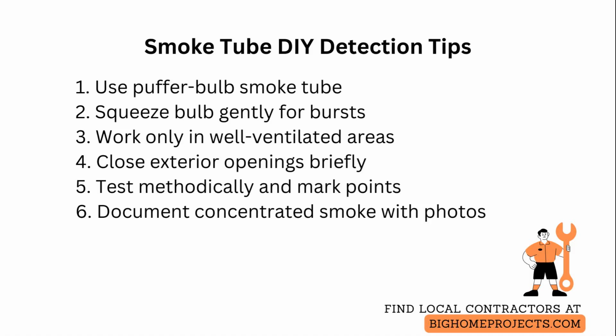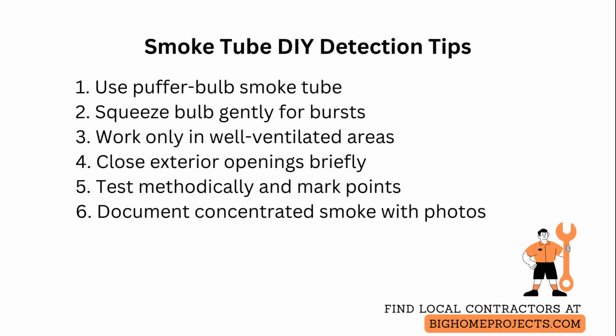Choose a puffer bulb smoke tube rather than candles or open flames so you can control the volume and direction of smoke. Squeeze the bulb gently to send short bursts and avoid overpressurizing fragile gaps. Work only in well-ventilated areas and never occupy the space while generating smoke for extended periods to minimize inhalation risks and flammable vapor accumulation. Before you begin, close exterior windows and doors briefly to create a slight pressure differential that accentuates smoke movement from active tunnels toward accessible seams.